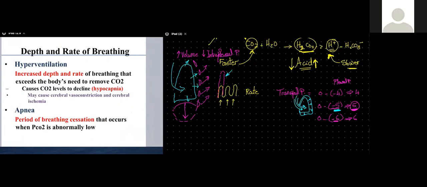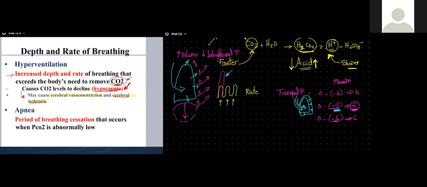So hyperventilation is going to be defined by an increase in the depth and rate of breathing that exceeds the body needs to remove the carbon dioxide. So I'm removing the carbon dioxide faster than I should be. And as a result of the hypocapnia, what's going to happen? You're going to be inhibiting many of the brain functions because this results in cerebral vasoconstriction and will result in cerebral ischemia. So hypocapnia here, why is it not good to have low carbon dioxide levels? Because this will directly result in cerebral ischemia.